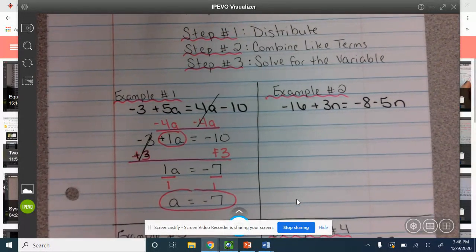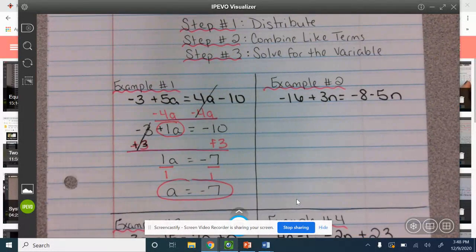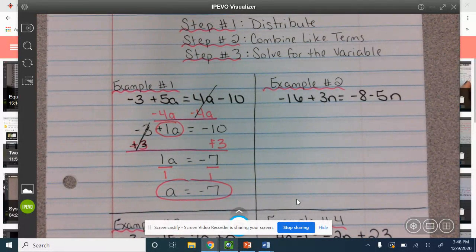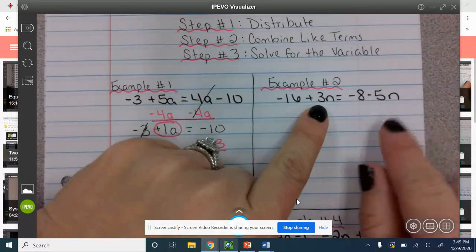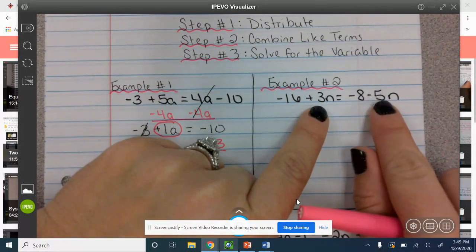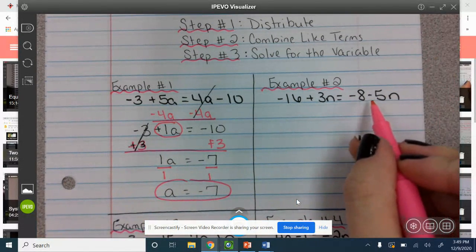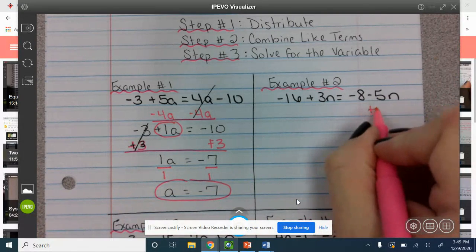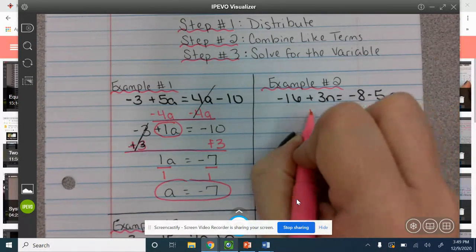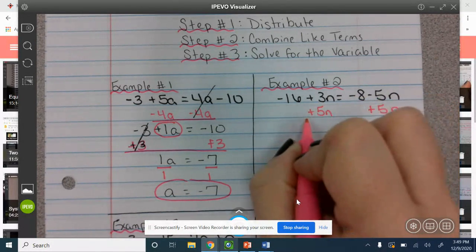Example number 2. -16 plus 3n equals -8 minus 5n. Like we talked about on the first one, we get our variables together first. So I have a positive 3 and I have a -5. -5 is my smaller variable. So how do I undo minus 5n? I'm going to add 5n and move it across the equal sign.